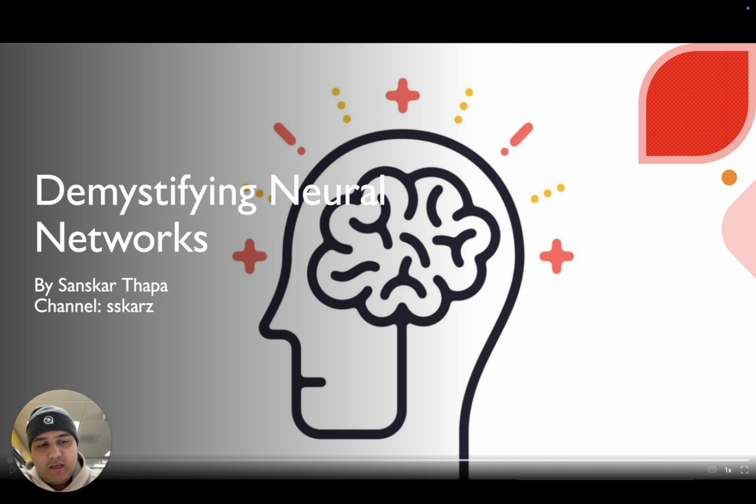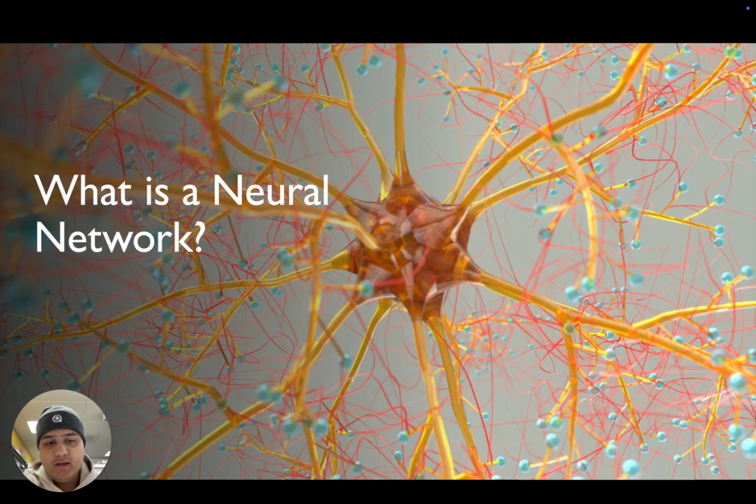So, ever wondered what goes on inside those magical neural networks that power so much of modern tech? Well, today we're going to pull back that curtain. We're going to look at what a neural network is and how it works. And we'll also touch on a really cool idea called the universal approximation theorem, which helps us understand why these networks are so powerful. So let's start with, what is a neural network?